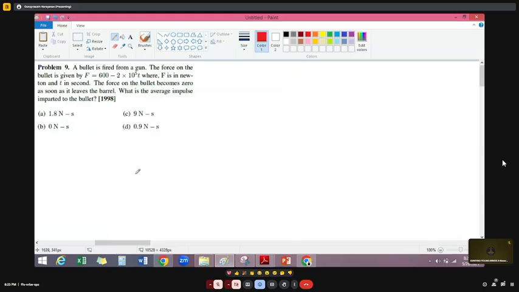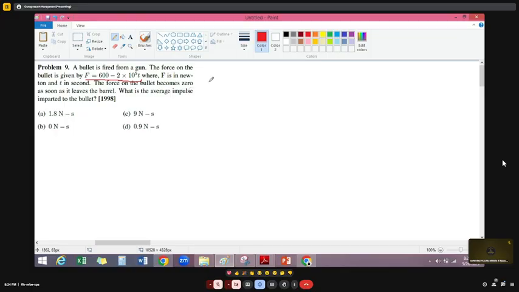A bullet is fired from a gun. The force on the bullet is given as a function of time. So listen carefully. F is a function of time t. So that means as t changes, F will also change. F is in Newton and t is in second. The force on the bullet becomes 0 as soon as it leaves the barrel. What is the average impulse imparted to the bullet?